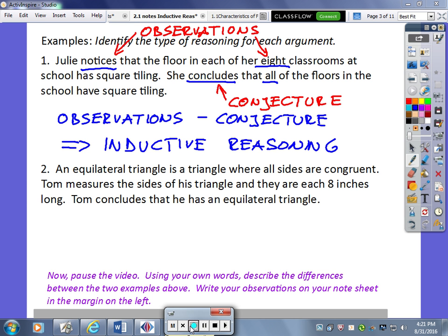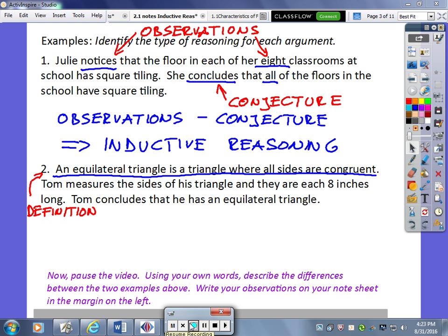Let's look at the second example. An equilateral triangle is a triangle where all sides are congruent. Tom measures the sides of his triangle and they are each 8 inches long. Tom concludes that he has an equilateral triangle. The first sentence, an equilateral triangle is a triangle where all sides are congruent, is a definition.